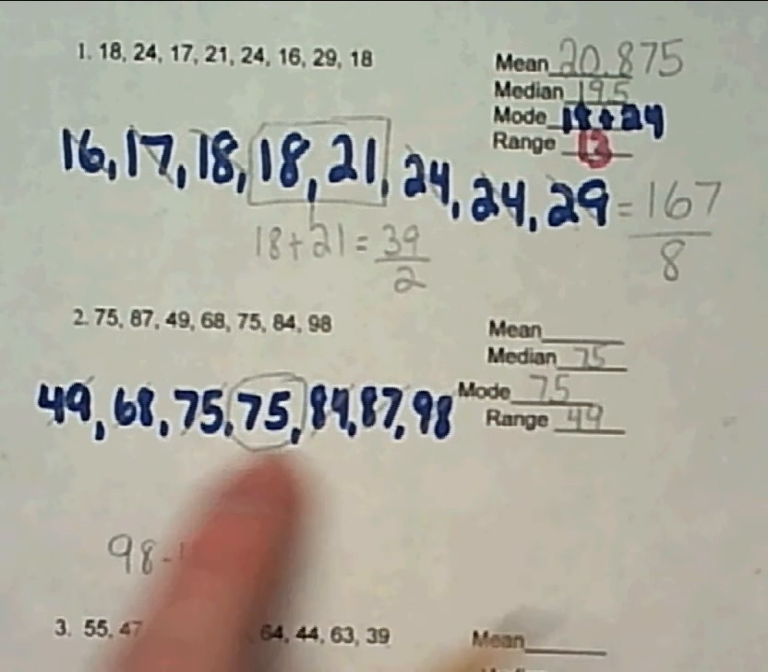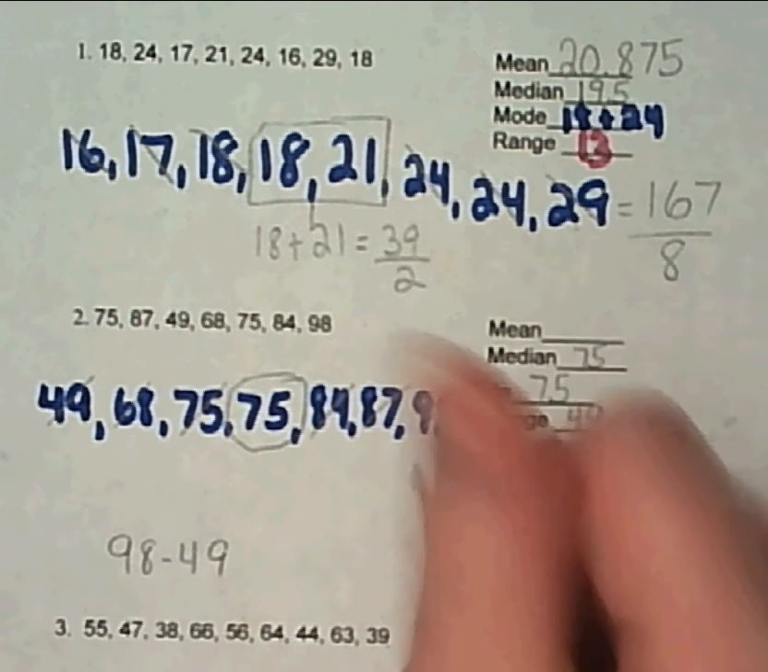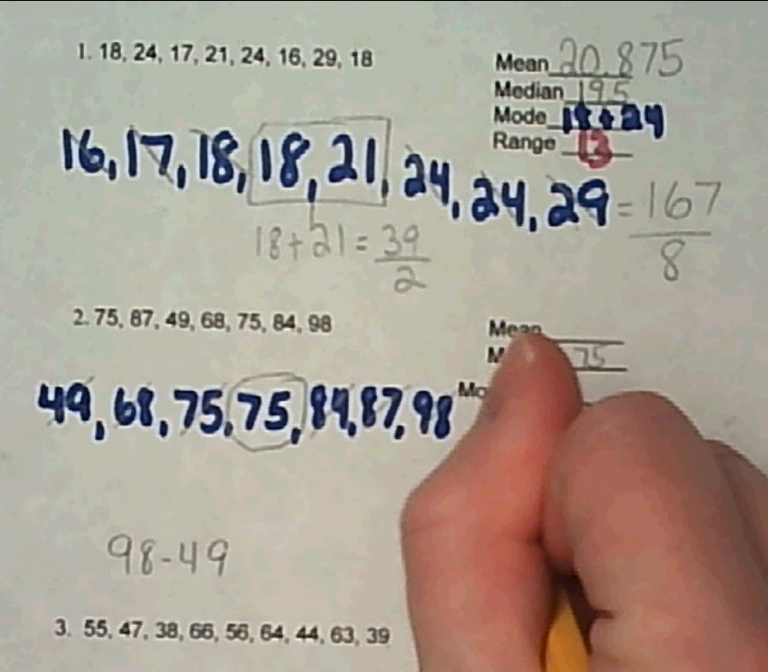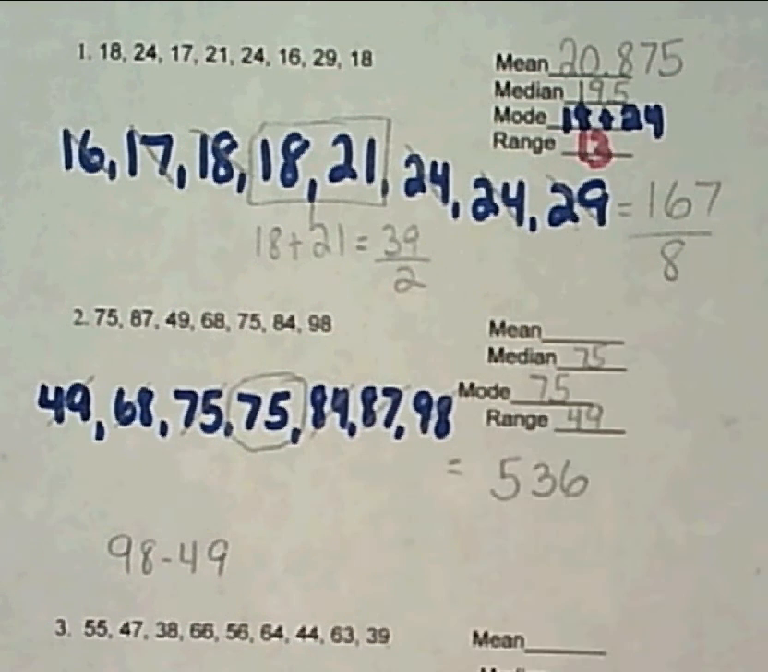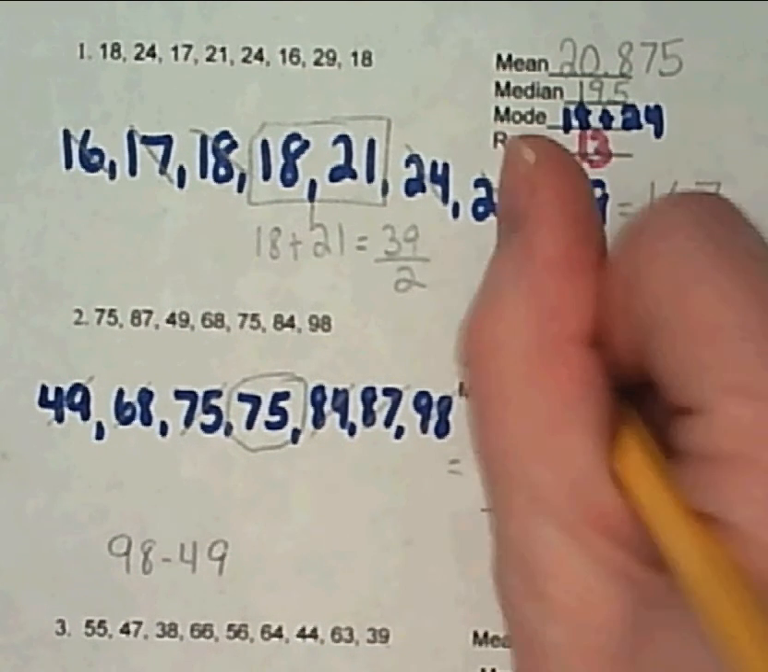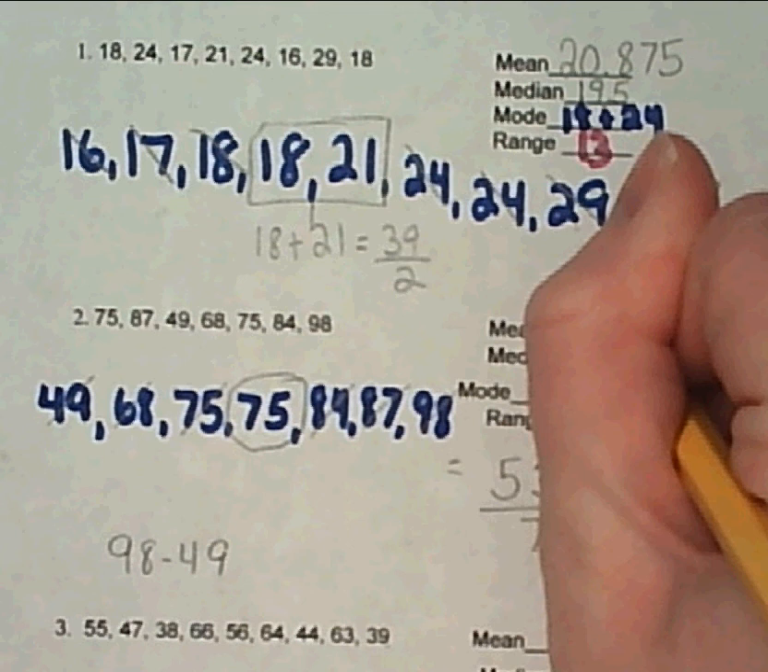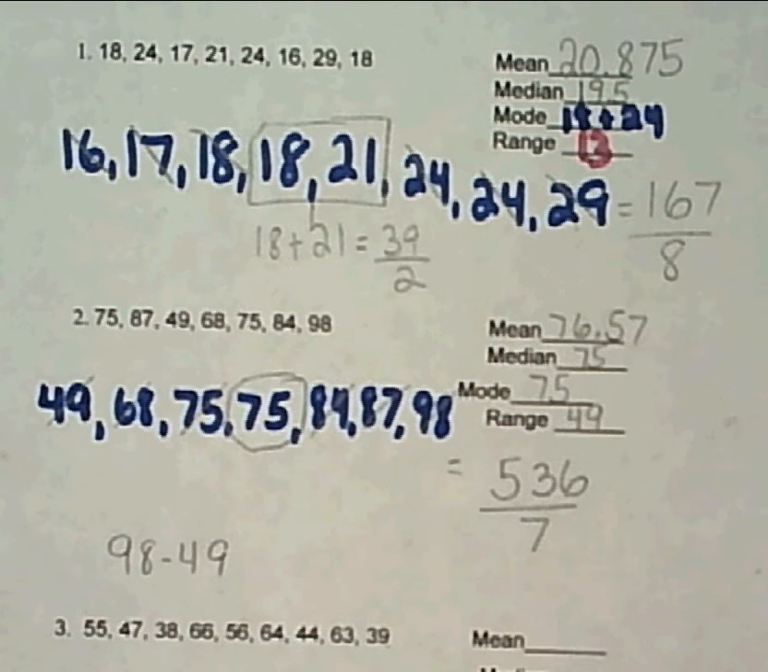And the mean, so we could add up all our numbers. If we add up all our numbers this time, it's actually equal to 536, and there's 7 numbers, so we could divide by 7. Now we're going to get a long decimal, and that's okay, we can round. So your mean should be 76.57.